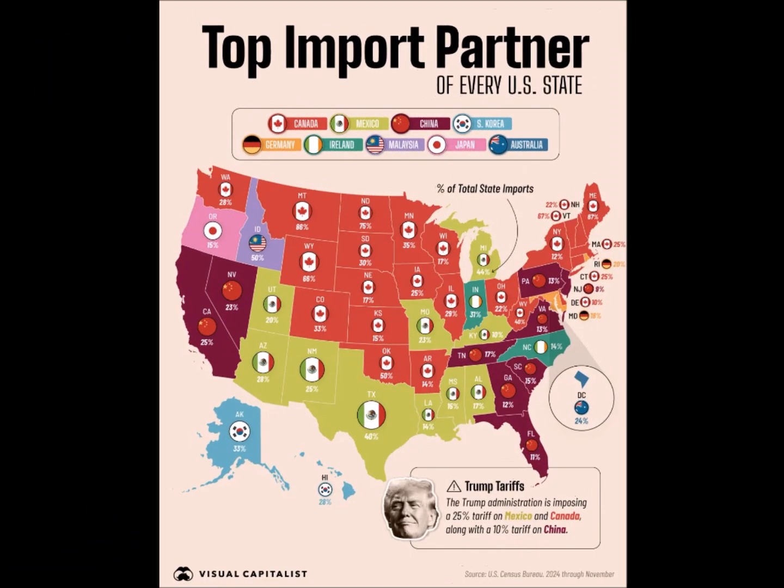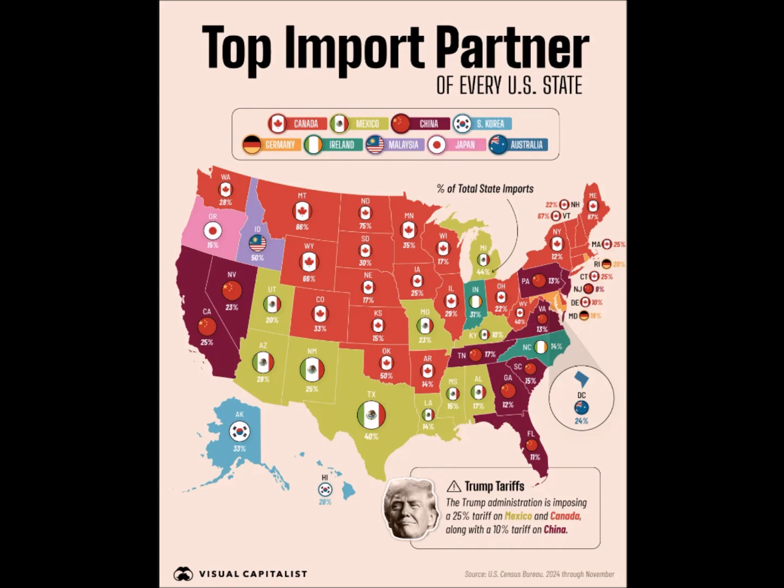This map illustrates the diverse landscape of international trade relationships across the United States. It highlights each state's top import partner, revealing a mix of countries that dominate trade flows. Canada emerges as a major player, being the primary import source for numerous states, particularly those along the northern border. Mexico also holds a significant position, especially for states in the Southwest.